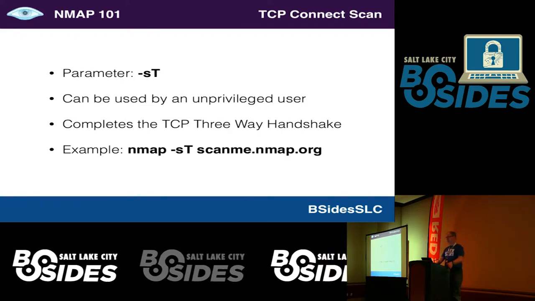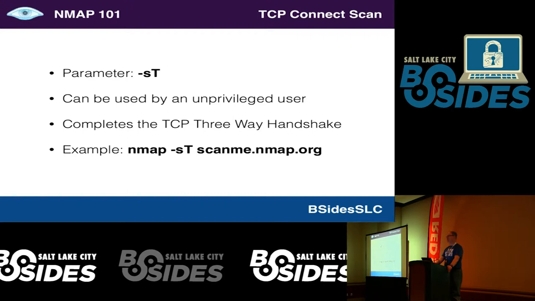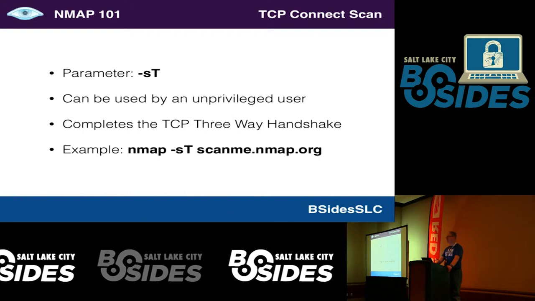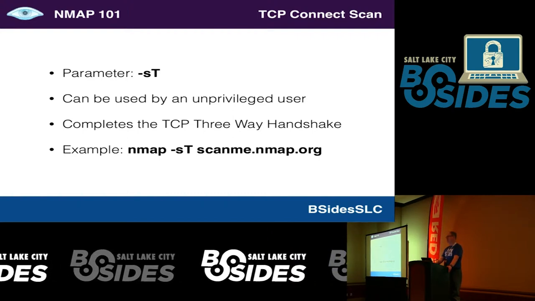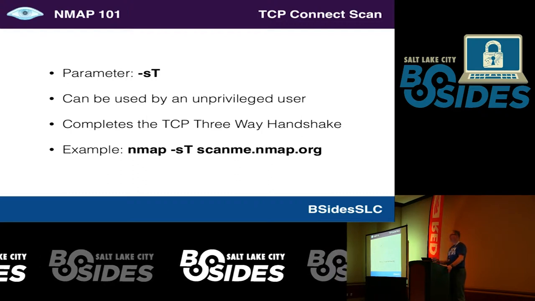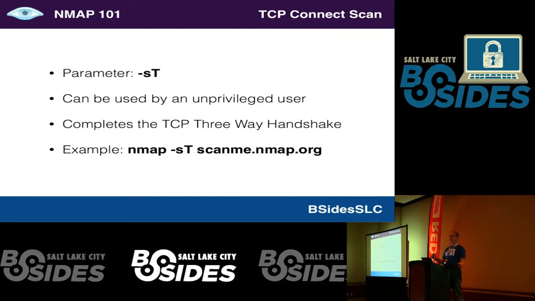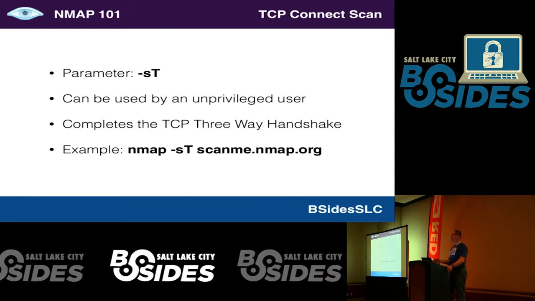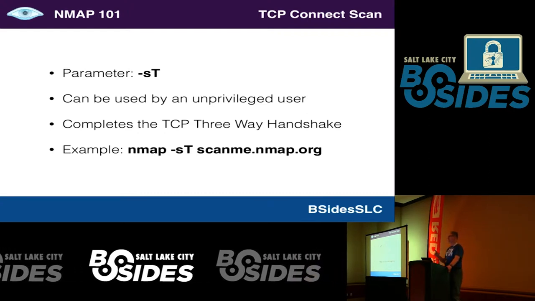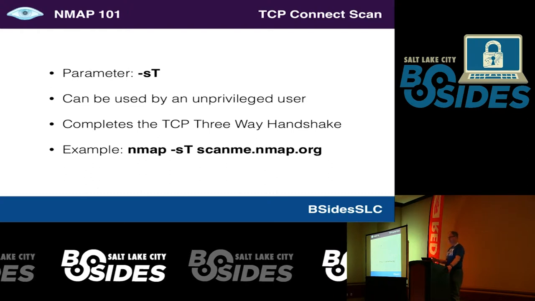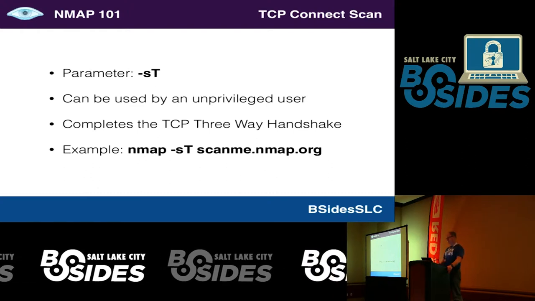Another type of scan, this is the more straightforward scan, is the TCP connect scan. It does the full three-way handshake. You do not have to be privileged in the OS in order to perform a connect scan. It does the full handshake and comes back with the results. And the bottom is an example of that.